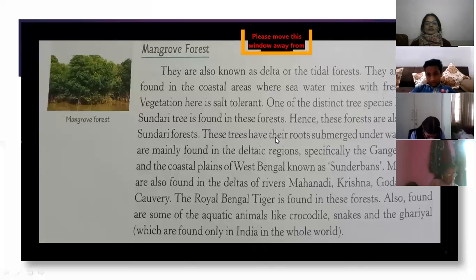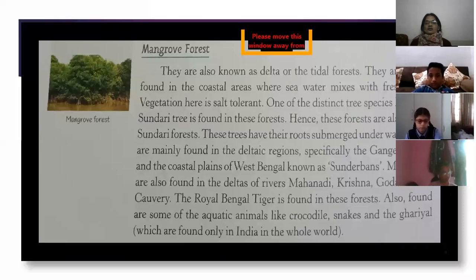Now the mangrove forest. These are the forests which are found near the river banks or in the delta region. Clear? Mountain forests are the forests which are found in the mountainous region. Clear, students? And mangrove forests are found at the coastal areas or at the deltas. Students, these all things you have to study till grade 10th, okay? So keep remembering.